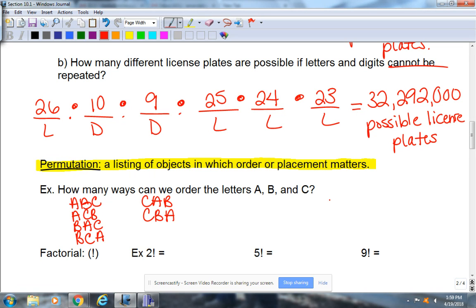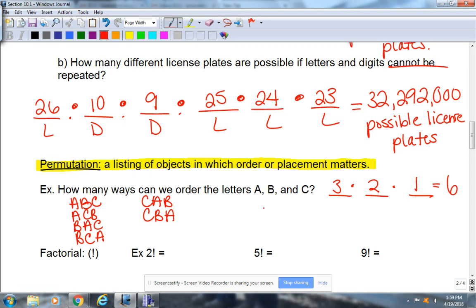Or we can think of that like we did the license plate. How many options do I have for the first letter? If I'm choosing between my letters A, B, and C, how many options? 3. And I've used one. How many do I have for the second letter? I have 2 options left. How many do I have for the last letter? 1. What's 3 times 2 times 1? 6. How many ways did I get when I listed them all out? 6. 6 ways, right? So 3 times 2 times 1 equals 3 factorial.